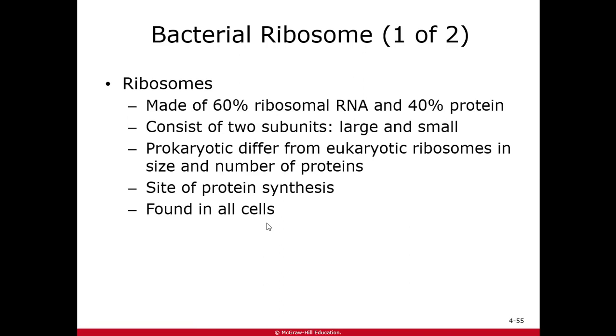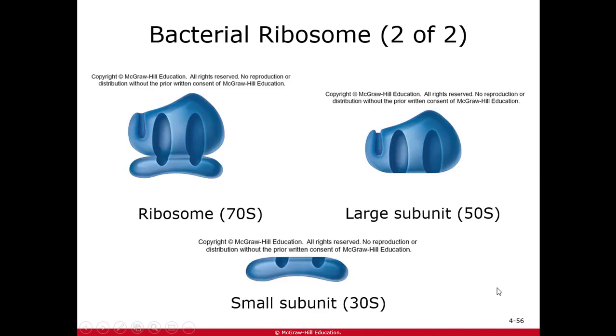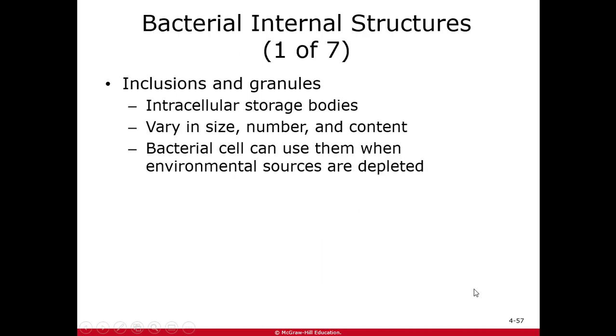Some other internal structures found in bacteria. Bacteria have what are known as inclusions and granules. It's for storage. I like to compare them to the vacuoles that some eukaryotic cells have. They just store things. So when they run out of food, they've got extra food there. This is showing some of the vacuoles and granules in there.